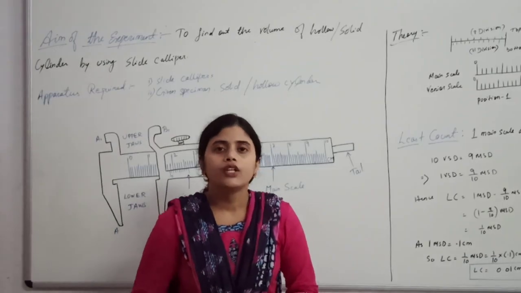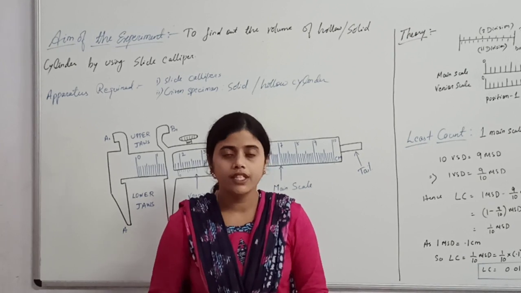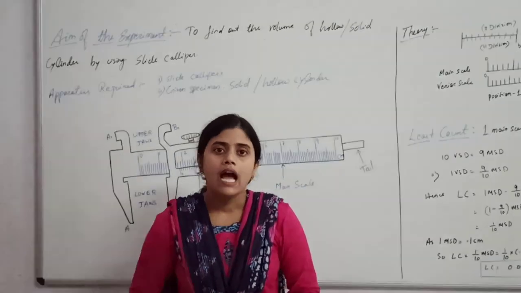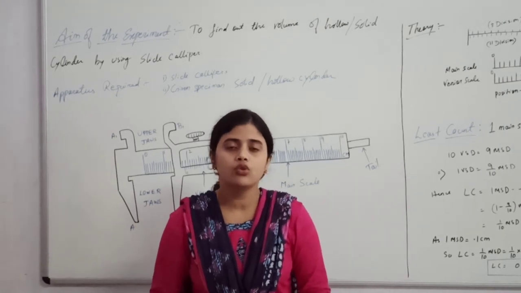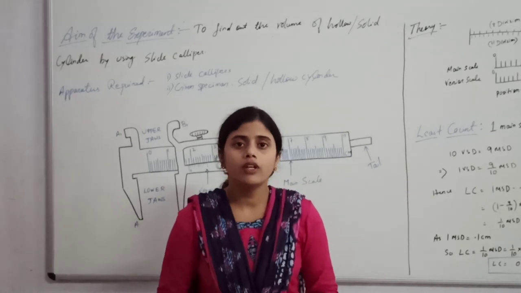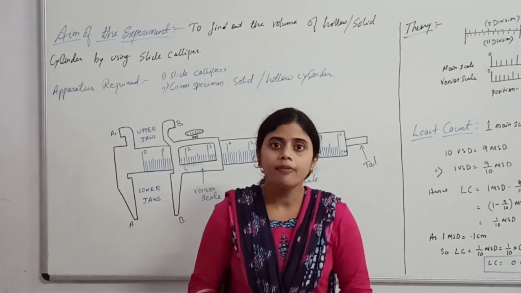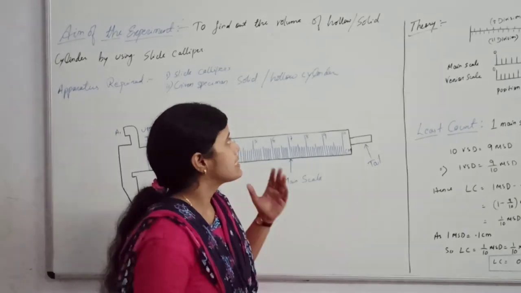Hello students, today we are going to learn the technique of measuring length of a given object using slide caliper. Basically in our syllabus we have three types of length measuring instrument. One is your slide caliper, second one is your screw gauge, third one is your speedometer. So today's video we will discuss about slide caliper.